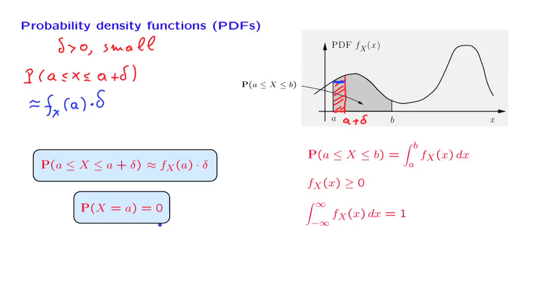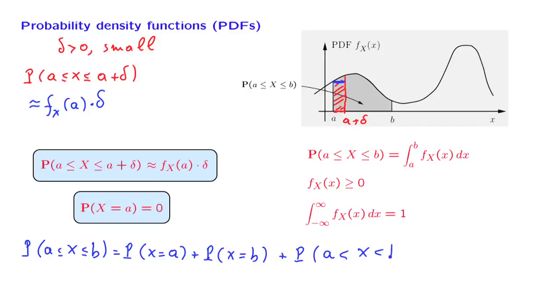Using the additivity axiom, the probability that a random variable takes values inside an interval is equal to the probability that the random variable takes the value a, plus the probability that it takes the value b, plus the probability that it is strictly between a and b. According to our discussion, this term is equal to zero, and this term is equal to zero, and so we conclude that the probability of a closed interval is the same as the probability of an open interval. When calculating probabilities, it does not matter whether we include the endpoints or not.